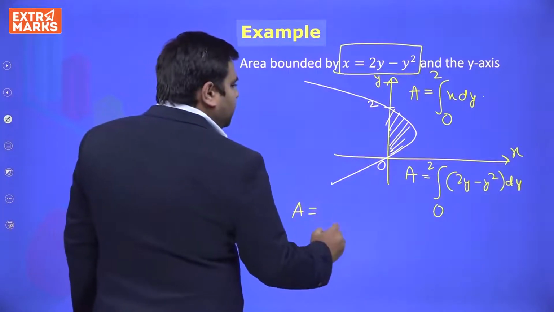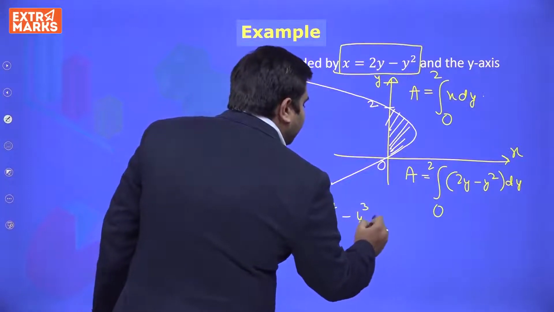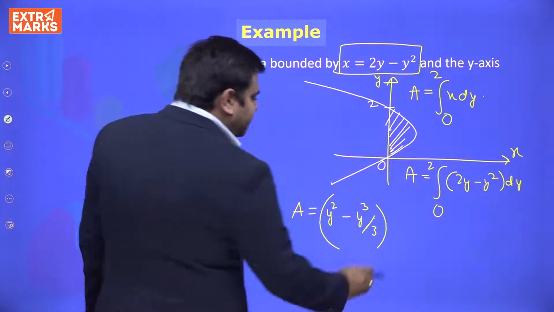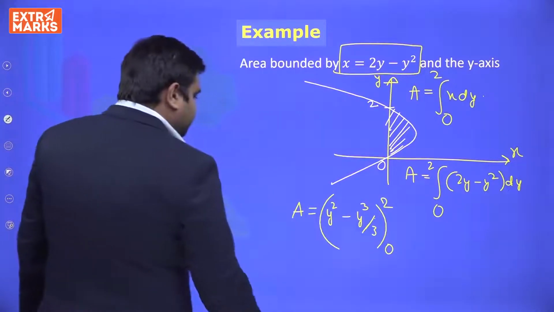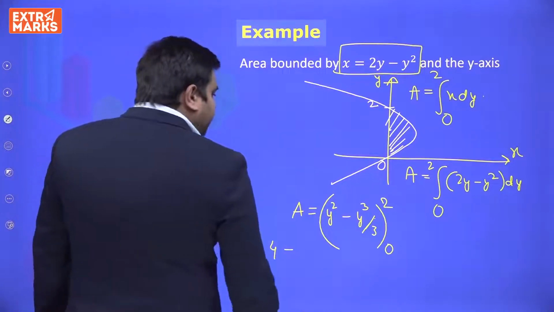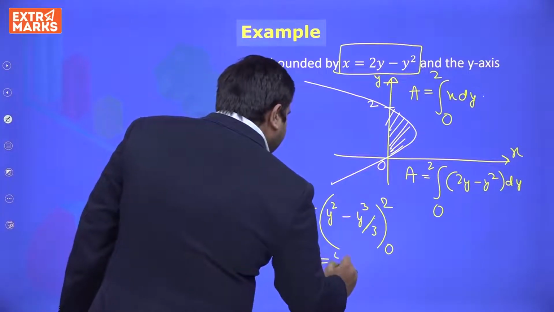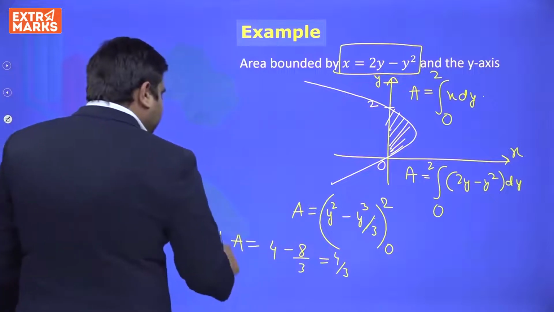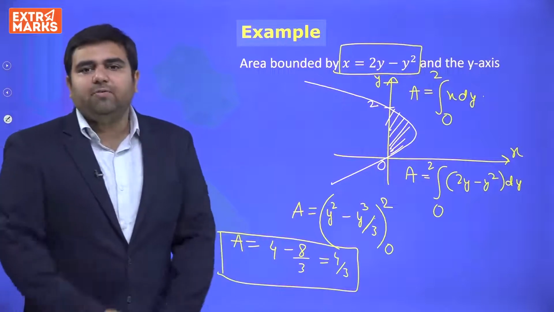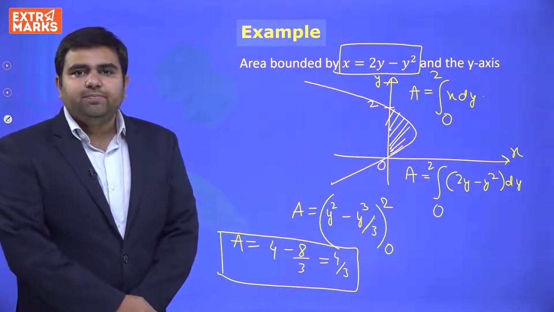So area would come out to be y square minus y cube by 3, right? So this comes out to be 4 minus 8 by 3. So this again comes out to be 4 by 3. So 4 by 3 is the final answer for the area calculated, right?